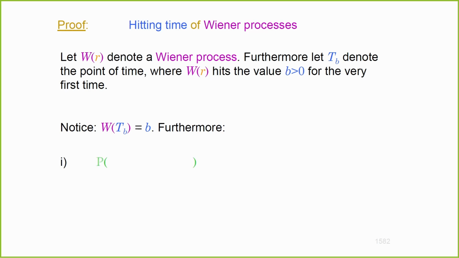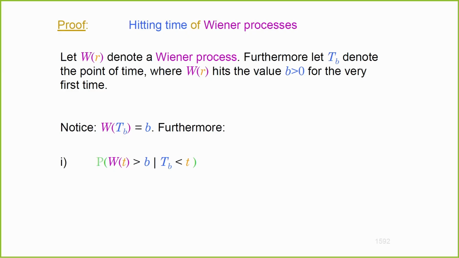So, in order to show the statement, I'm going to look at a conditional probability: the probability of the Wiener process being greater than B, given that the hitting time was already happening. So T is a current point of time, and the Wiener process is being greater than that, given that the process has already hit that. That is the conditional probability that I'm referring to.